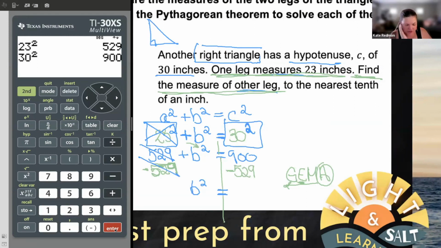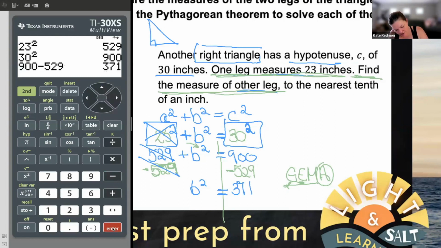And that's going to be equal to, guys, don't do all the algebra, the hard stuff, correctly, and then get your problem wrong because you subtracted wrong. I'm just going to do this in my calculator. I'm thinking hard enough about the algebra. So 900 minus 529 gives me 371.